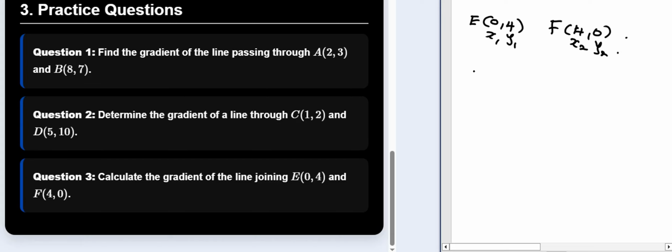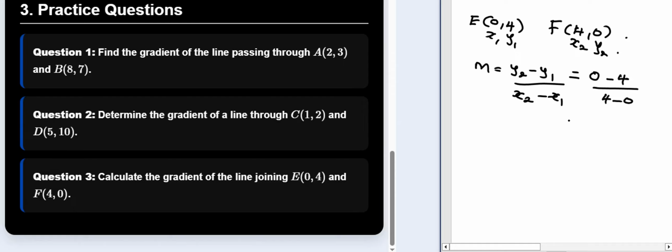So if we want the gradient of this, which is given by m, this is y2 minus y1 divided by x2 minus x1, which is y2, which is 0, minus y1, which is 4, divided by x2, which is 4, minus 0, becomes negative 4 divided by 4, which is the same as negative 1. So the gradient of this line is negative 1.